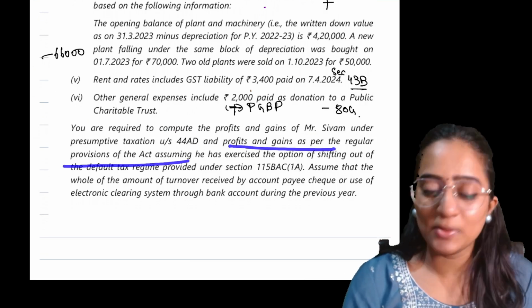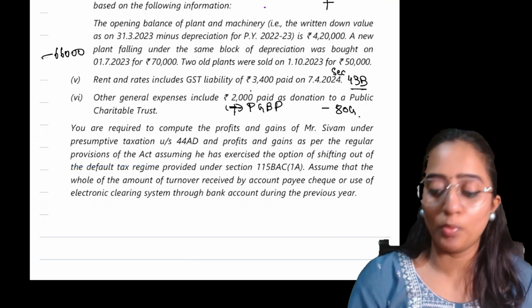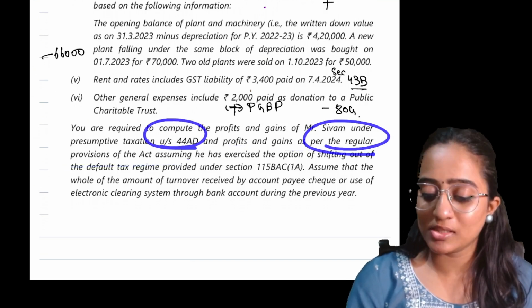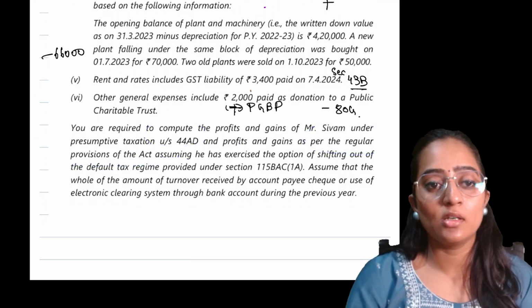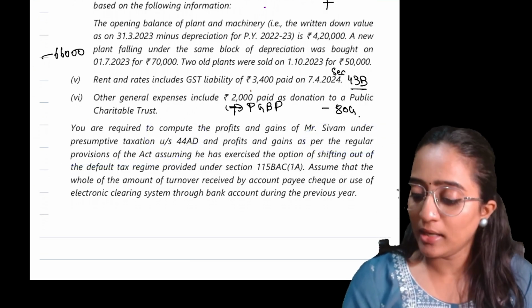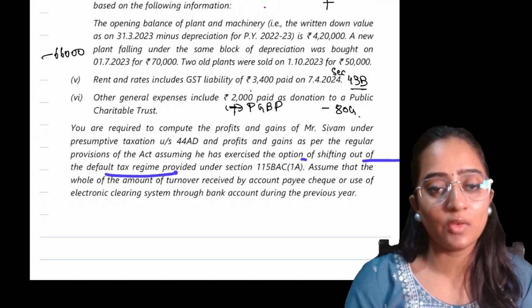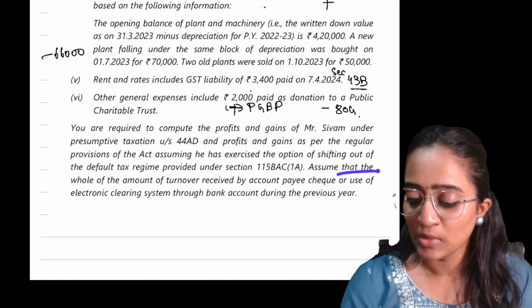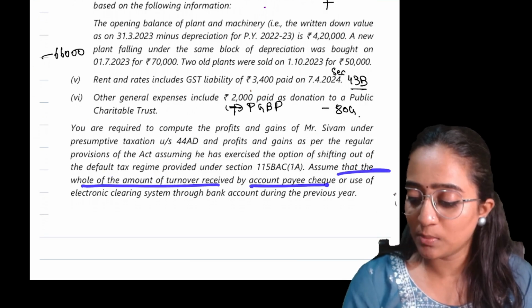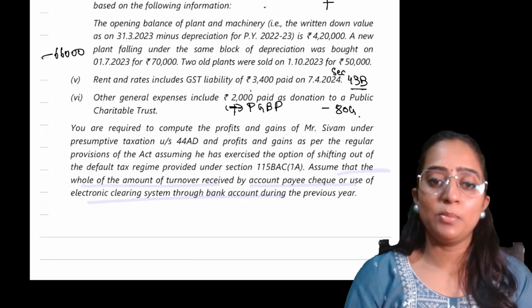The PGBP as per the regular scheme, they are insisting you to do both, under section 44AD also, and under the regular provision as well. And he has exercised the option of shifting out of the default tax regime. Okay, under the normal provision, assume that the whole amount of the turnover is received by account payee cheque during the previous year.